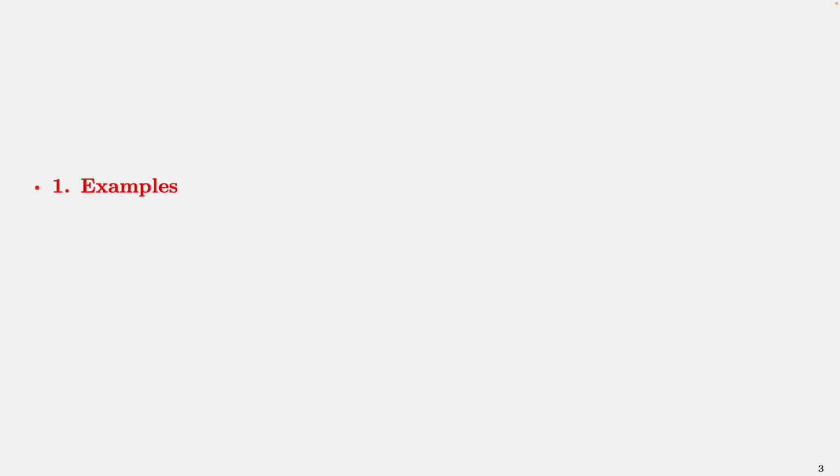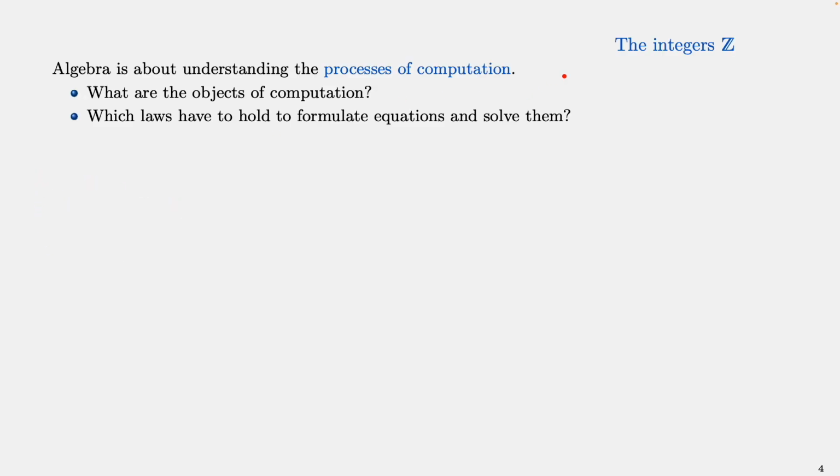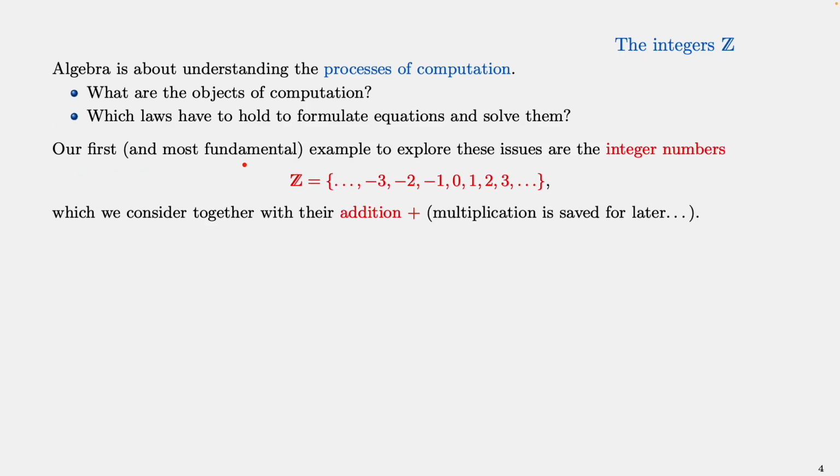First, let's look at the motivating examples. And we begin with a very familiar one, the integer numbers Z. Algebra is about understanding the processes of computations. This means what are the objects of computation and which laws have to hold to formulate equations and solve them. Our first example, and you could think of this as the most fundamental example to explore these algebraic questions, are the integer numbers that you're well familiar with.